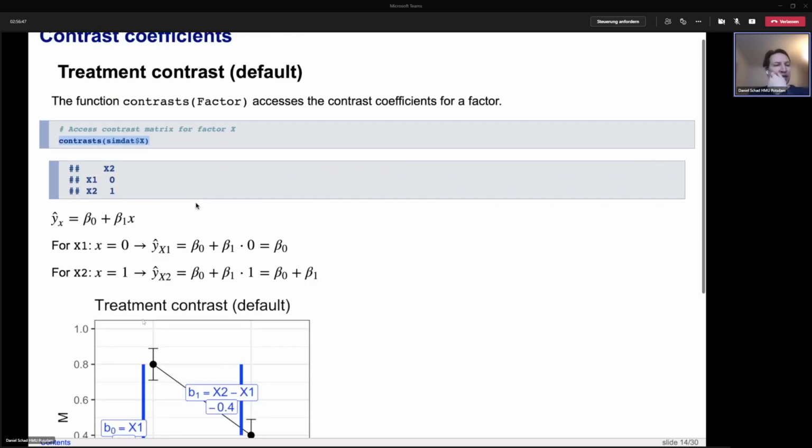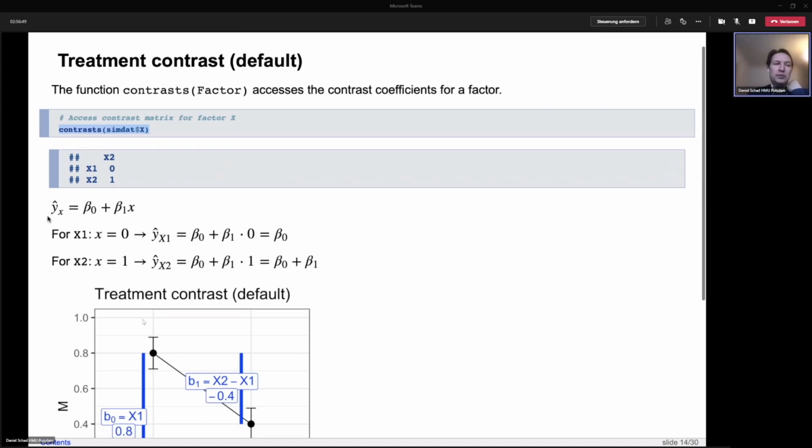So what does it mean for the linear regression equation? If we want to predict the dependent variable in this linear model, it's very simple. We predict this based on an intercept and the slope times the predictor variable. x was the predictor variable, and we said this can be a continuous variable. In this case, the contrast matrix tells us what values are encoded in this x. So for x1, we know that x is 0. This is what this contrast matrix tells us.